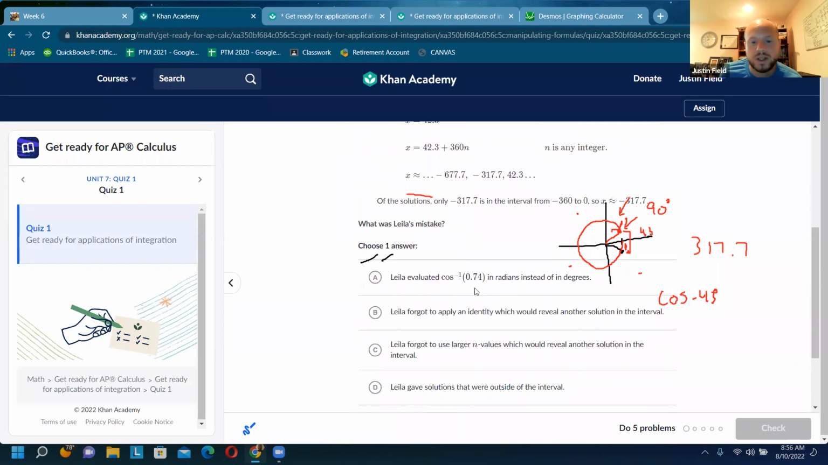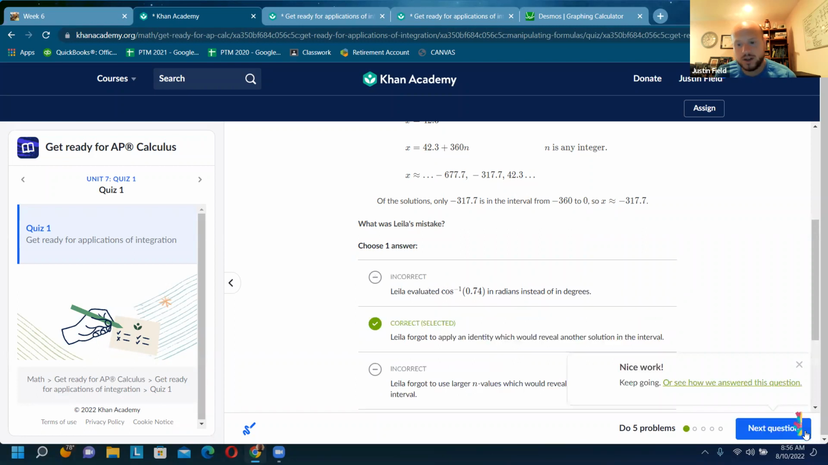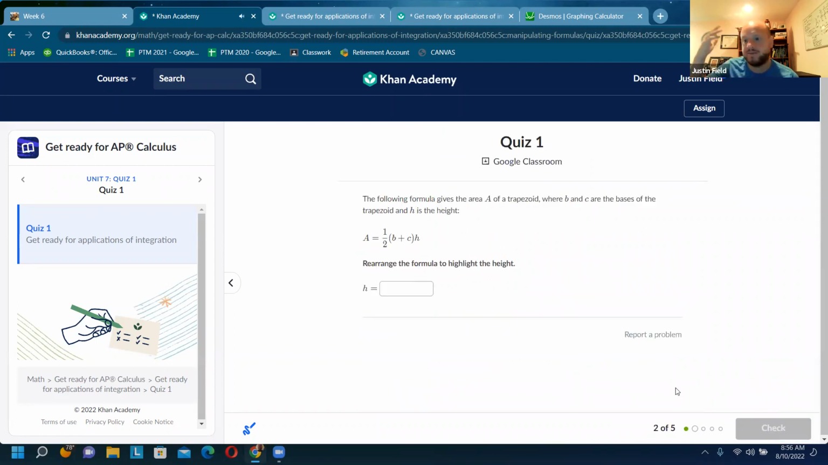And so what would we say? Is it the radians? No. She forgot to apply an identity. She forgot to use larger. No. All right, so it's that identity. If you can't remember the identities like me here, draw a picture. You can always draw a picture.